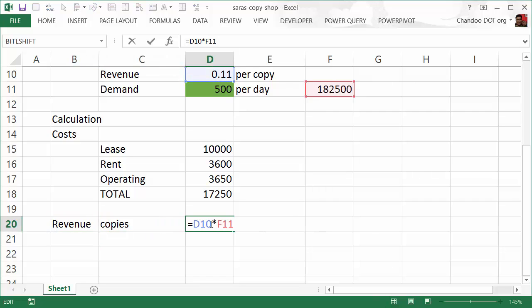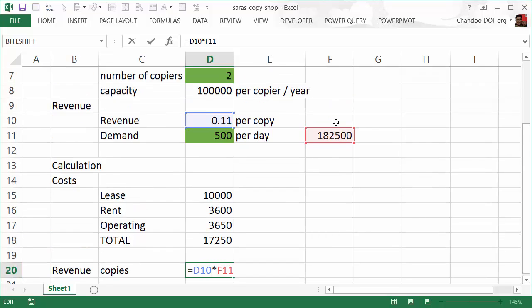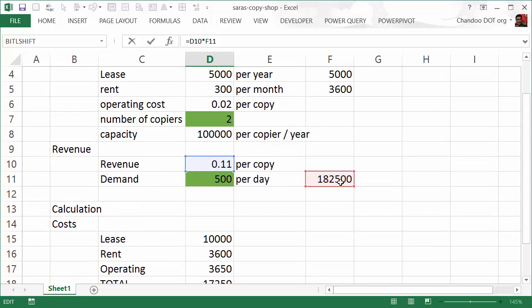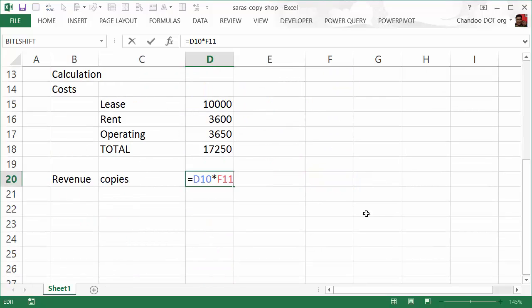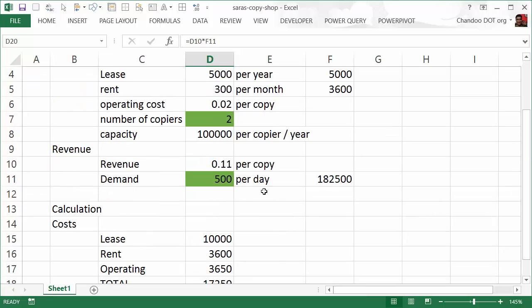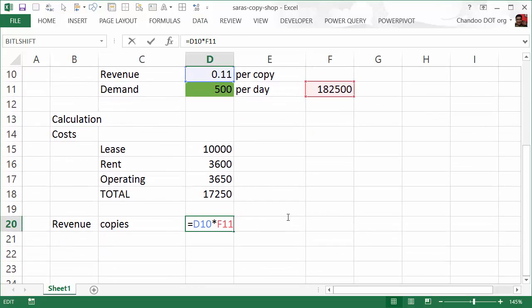Now you could see that in so many places in our model we are accessing this number 182,000, and this is always F11. But if referencing F11 is going to be tricky, what I would recommend is you can give this a name. We will call this demand, and simply use multiplied by demand.